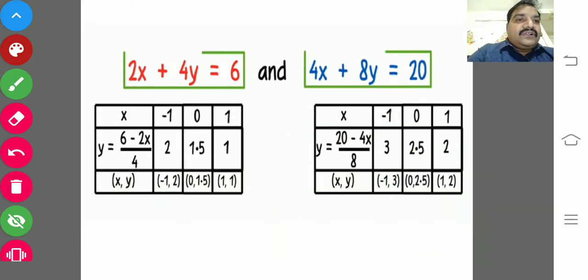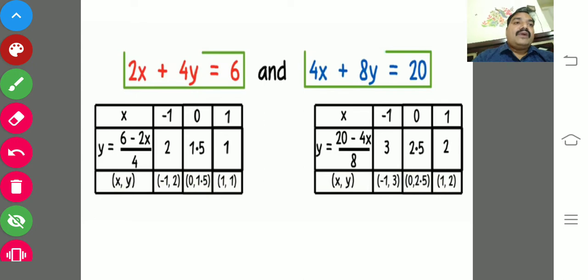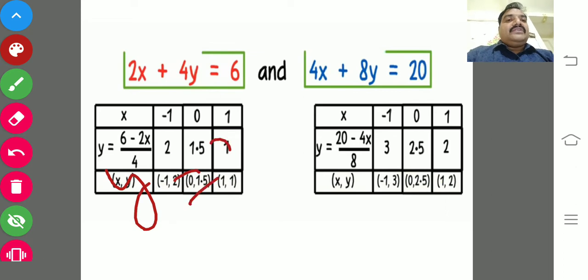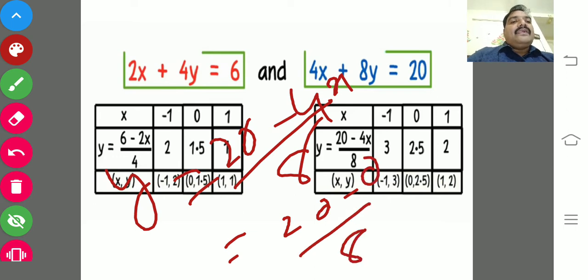So y equal to (20 minus 4x) by 8. The first thing is, after seeing the linear equation, you have to make y the subject. After finding the equation, simply substitute the x values in that, and you will get a y value. So you have y equal to (20 minus 4x) by 8. Take x equal to 0: 20 minus 4 into 0, 0 by 8. So you get 20 minus 0, 20, over 8.